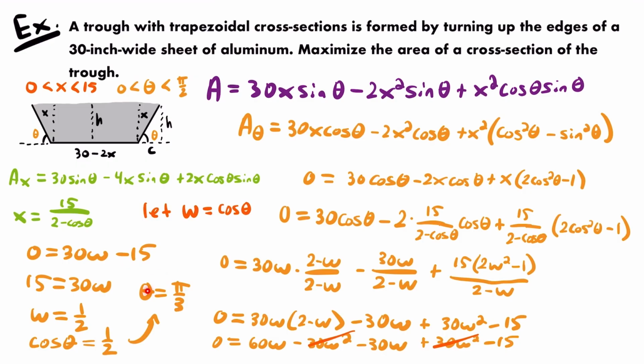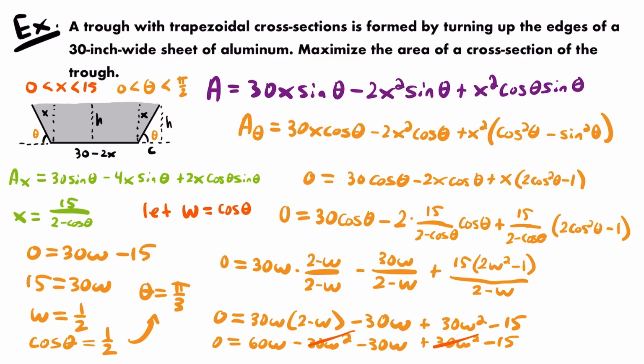All right, and so that's one of our values, but remember, we need a value of both x and theta in order to maximize the area of this cross-section. That area is dependent on both x and theta. We have the value of theta, now we just need x. So you want to plug pi divided by 3 into this expression for x that we found earlier, and we know that cosine of theta, or in this case cosine of pi divided by 3, is 1/2.